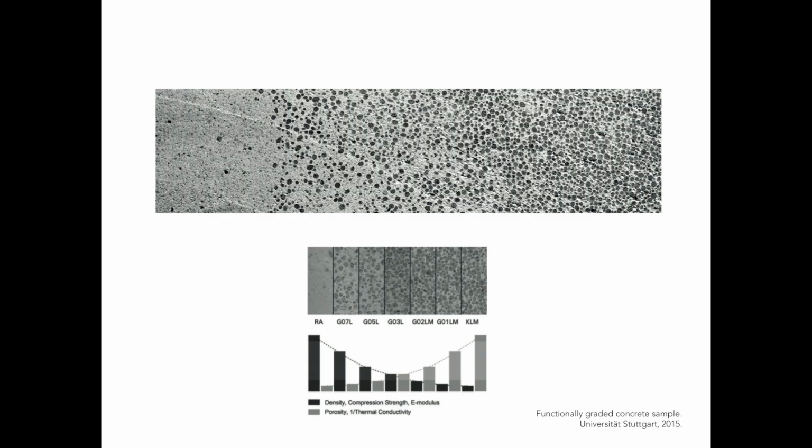A contemporary example of this is research that is going on at the Institute for Lightweight Structures in Stuttgart. In this case it's a beam. Through structural analysis, they have made a gradient map in which they have an inverted relationship between density and porosity. Thank you.